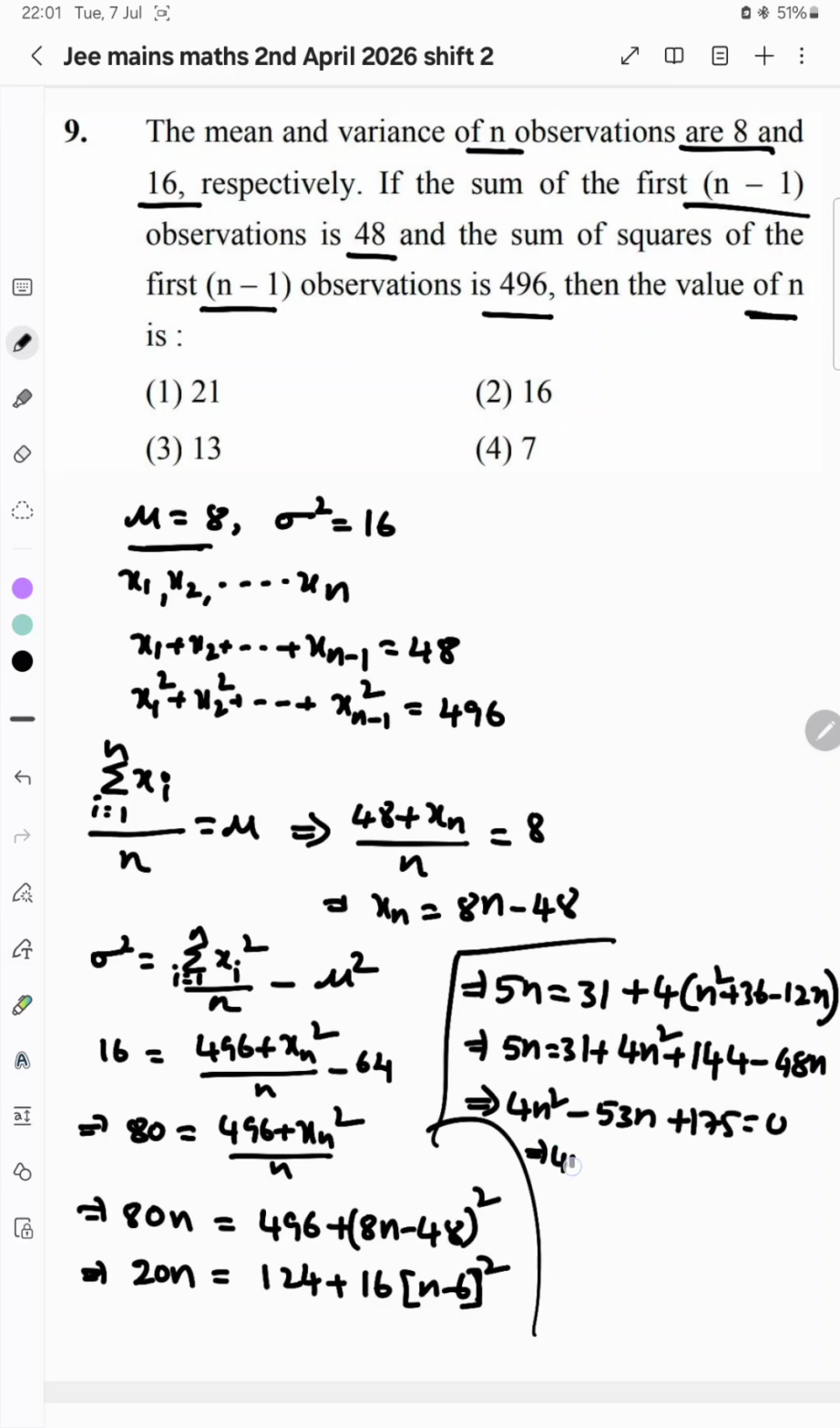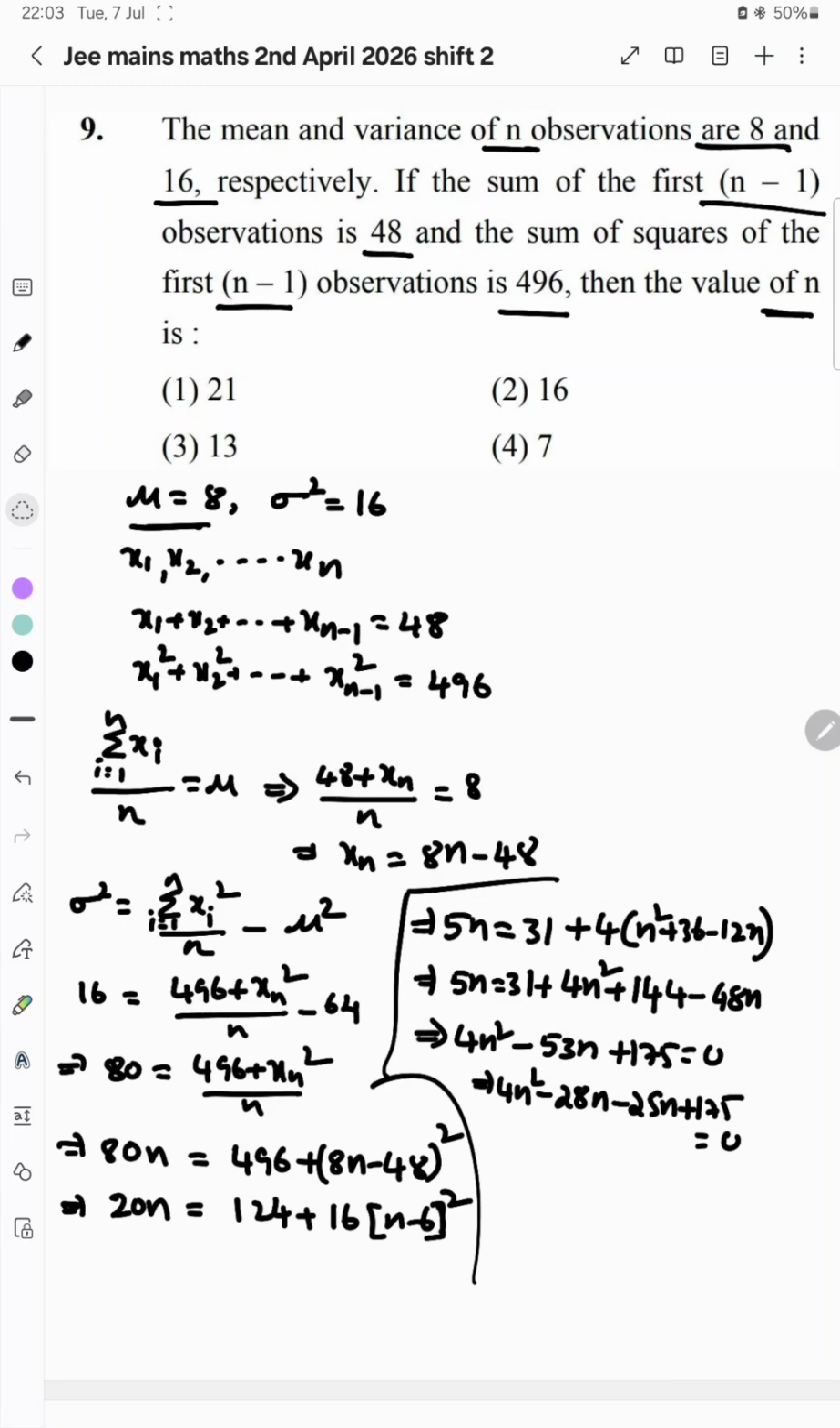Observe, 4n square minus 28n minus 25n plus 175 is equal to 0. Let's take common factors. Taking 4n common from the first two terms, the balance is n minus 7. From the next two terms, we take minus 25 common, and the balance is n minus 7, equal to 0. So n is either 7 or 25 by 4. But n is the number of observations, so n must be a natural number. So n equal to 7 is possible and 25 by 4 is not possible. So option 4 is the correct one.